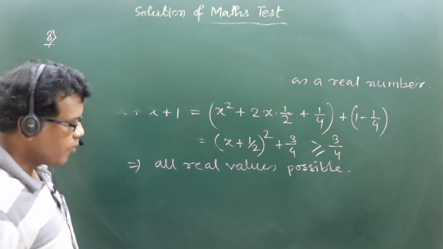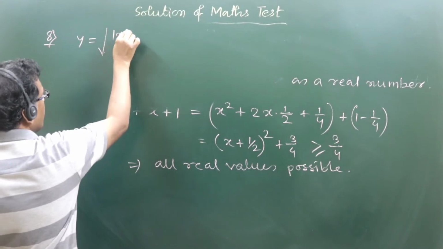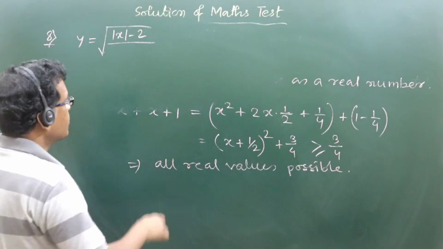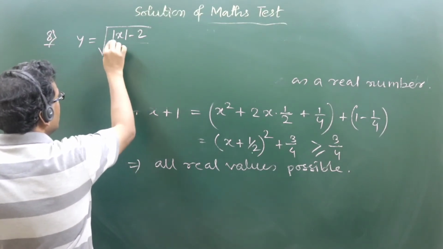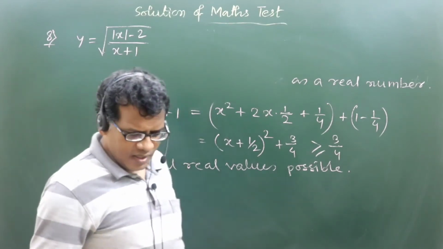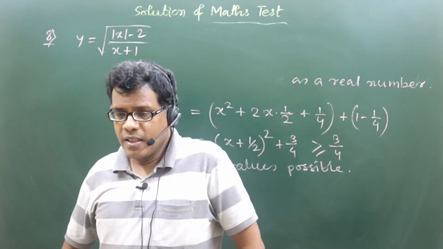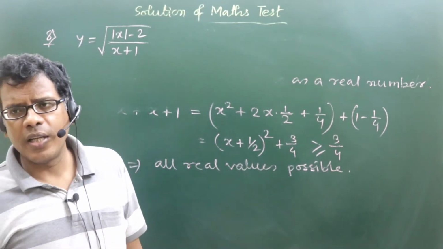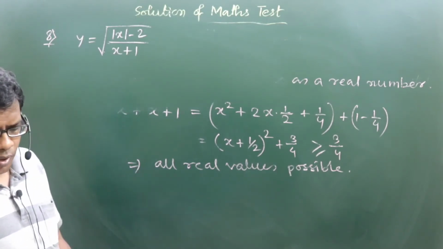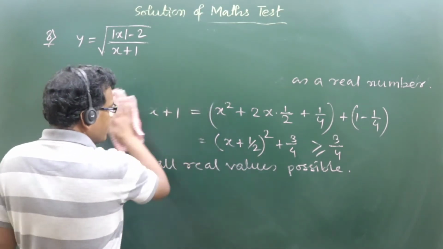Question 8 is y equals the square root of mod of x minus 2 divided by x plus 1. Yes, again it is like question number 2. Question number 2 was given like this: the entire expression, numerator to denominator, was under an even root. Here also it is entirely under an even root, and only the numerator part has a modulus operation, right?